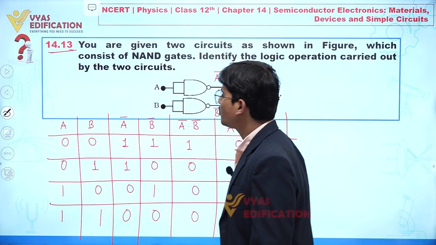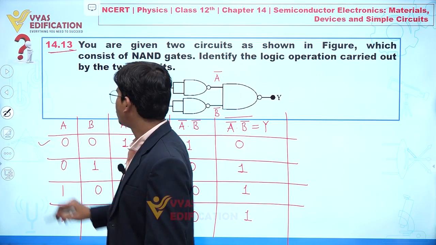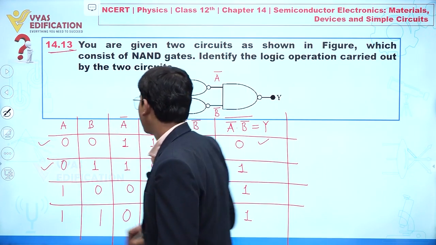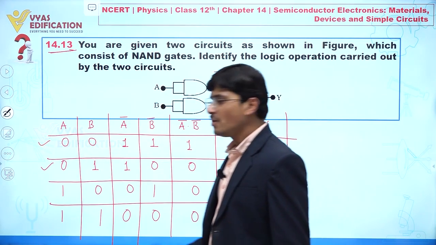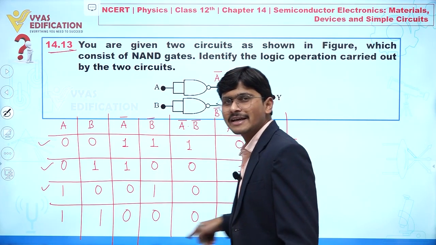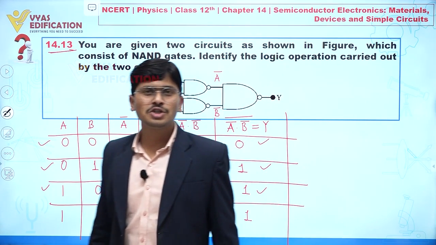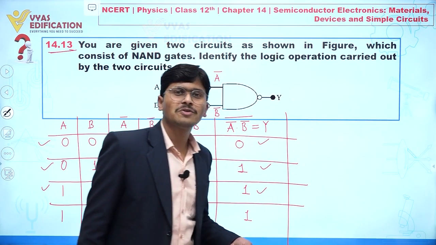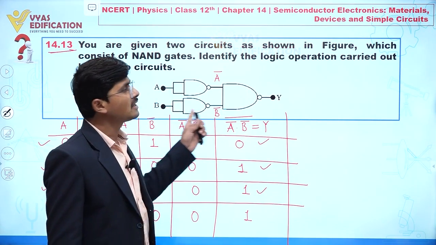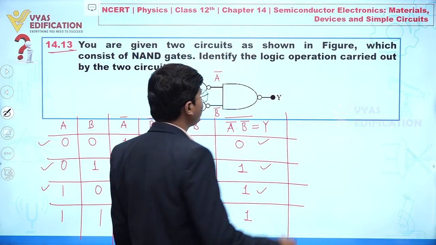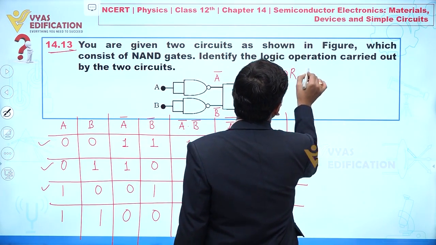In the input part, we are taking 0 and 0, we are getting 0 in the output. 0 and 1, we are getting output 1. 1 and 0, we are getting again 1. And 1 and 1, we are getting 1. So this is the truth table of the OR gate. So that's why I already told you, we are connecting two NOT gates in parallel with the NAND gate. So definitely we will get the OR gate.